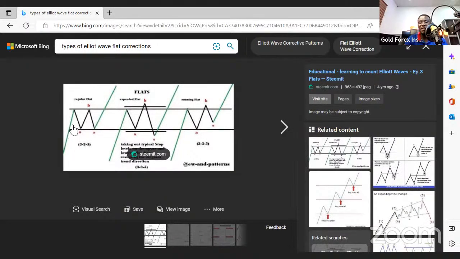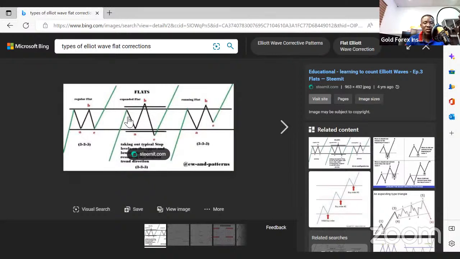So you see, after the impulse, A, B, C, you see the 3-3-5 and the rest I was telling you about. 3-3-5, this is the flat, right? The C leg is always the 5. So this is a normal 3-3-5 formation. And there are different kinds of flat corrections, so we have the regular flat, expanded flat.